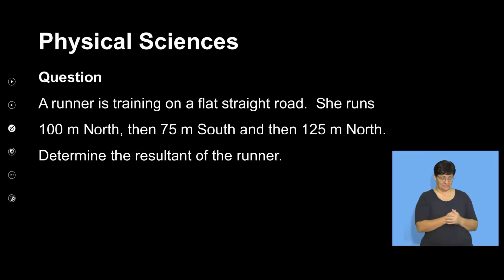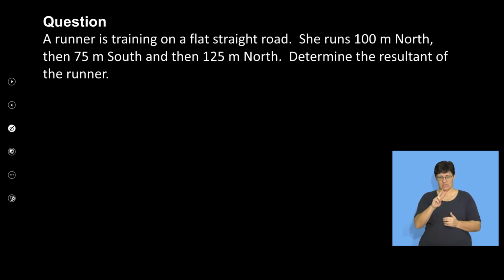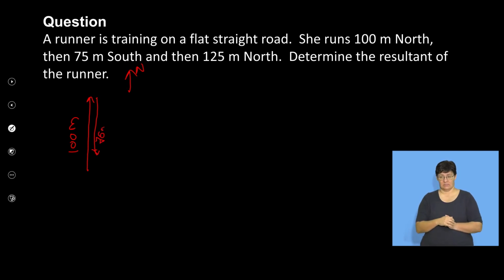There we go. We have a runner. She's training on a flat, straight road. She runs 100 meters north, 75 meters south, and then 125 meters north. We want the resultant. So what has she done? She went 100 meters north. So I'm making this direction my north. So that's 100 meters. She then went 75 meters south. And then she went 125 meters north. I should have drawn this differently.